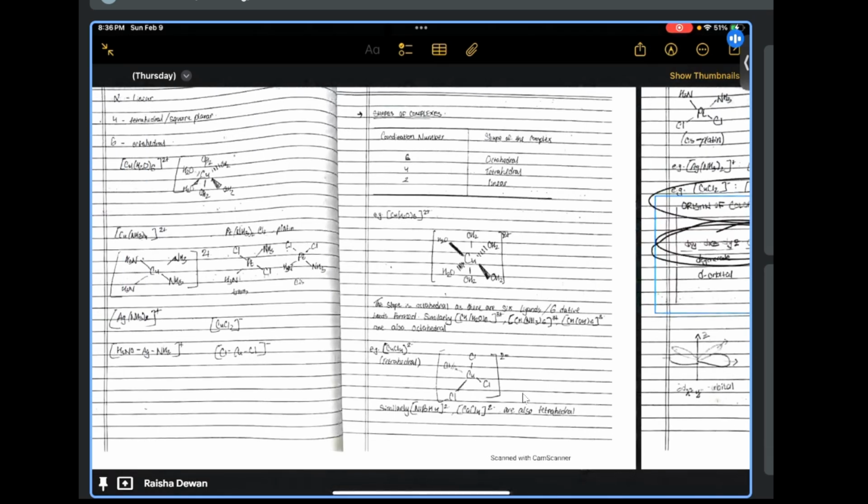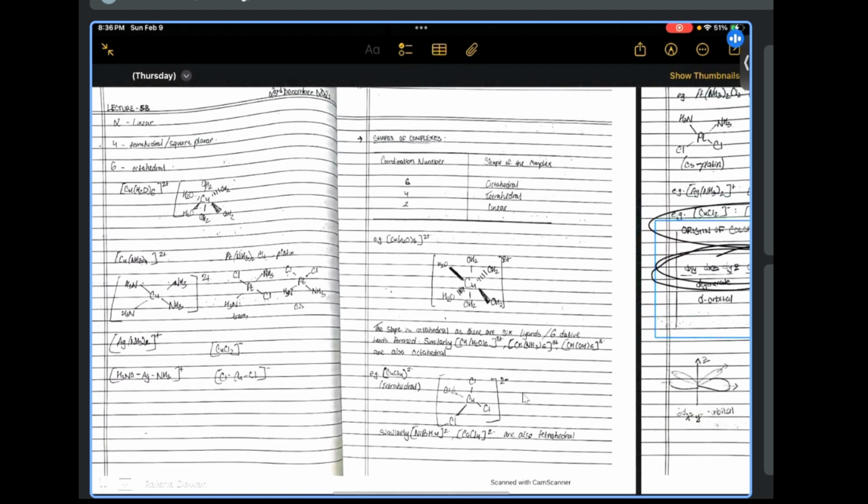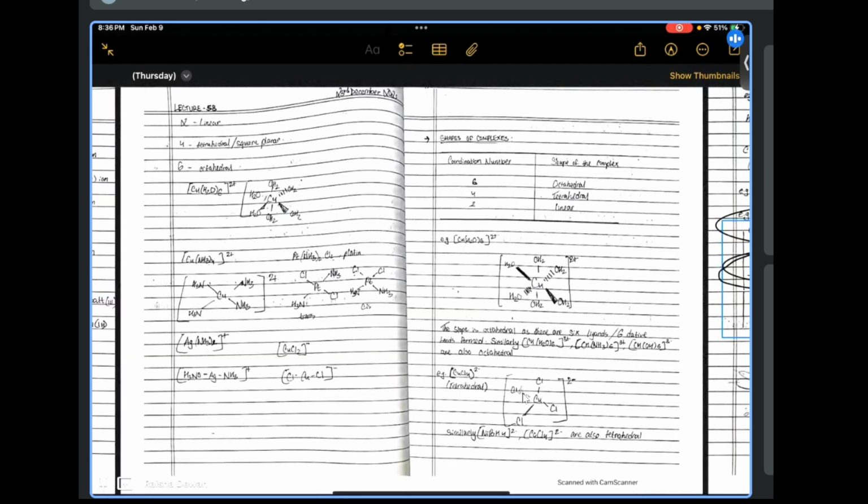As you guys don't have any more questions, let's go through these two parts as well. The linear, tetrahedral, and octahedral coordination complexes. Coordination number 6, coordination number 4, coordination number 2. I don't think anyone will have any problem regarding this because this is easy stuff.